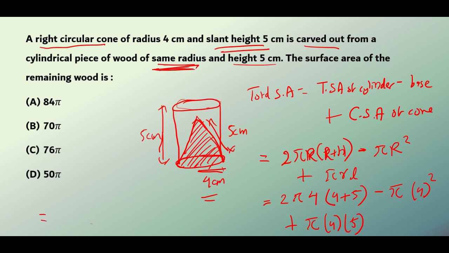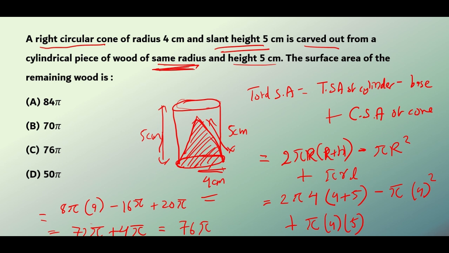Now let's continue the calculations over here. We have 8 pi times 4 plus 5 is 9, minus 16 pi plus 20 pi. Now 9 times 8 would be equal to 72 pi, and minus 16 plus 20 would give plus 4 pi, which is equal to 76 pi.